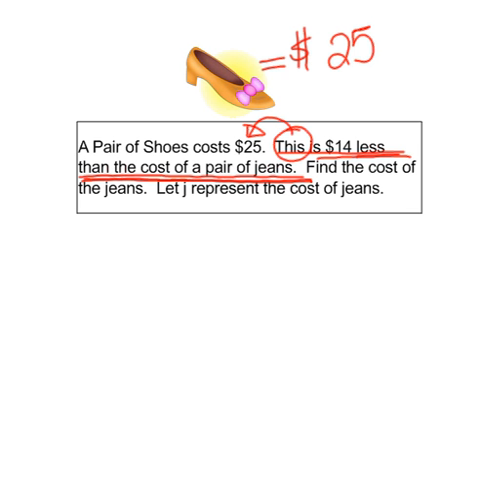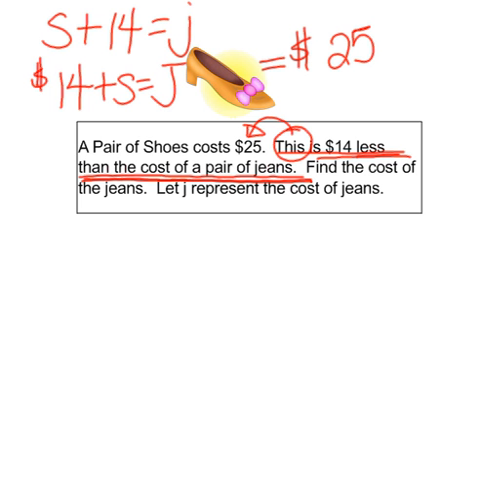Okay? So one thing I like to do is kind of visualize what this means. So the shoes plus $14 represents the cost of the jeans. The shoes plus $14 represent the cost of the jeans. Another way I could put that is, the $14 added to the cost of the shoes tells me how much the jeans cost.